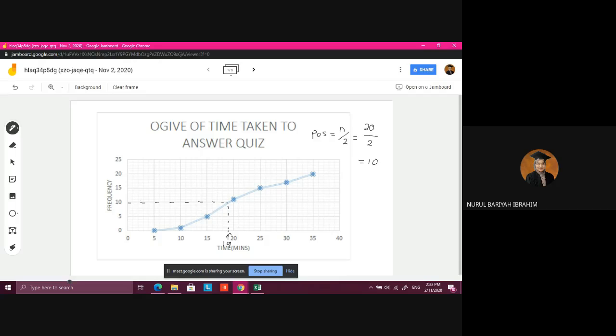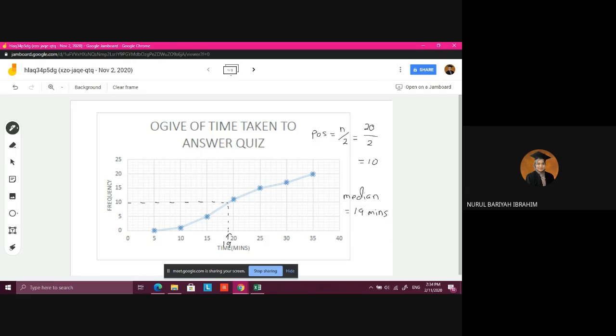So we can say that the median is 19 minutes. Okay, ini adalah median of the time taken, students' time taken to answer the quiz. So the median value is 19 minutes. That is the way how you find the value of median using the OGIF.